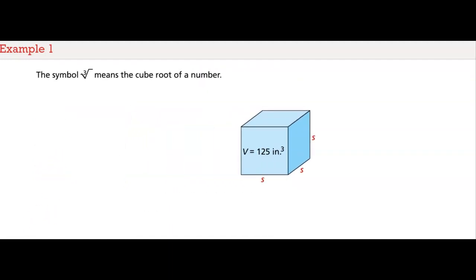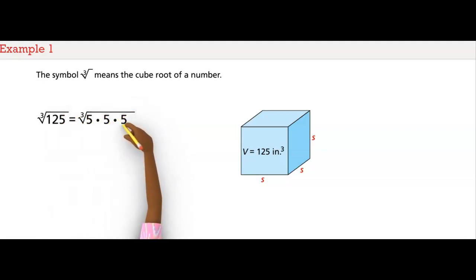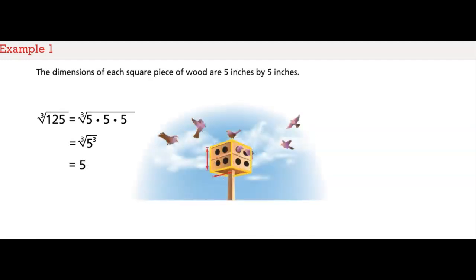This symbol means the cube root of a number. The cube root of 125 is equal to the cube root of 5 times 5 times 5, which equals the cube root of 5 cubed. Taking the cube root and cubing a number are inverse operations. So the cube root of 5 cubed is equal to 5. The dimensions of each square piece of wood are 5 inches by 5 inches.